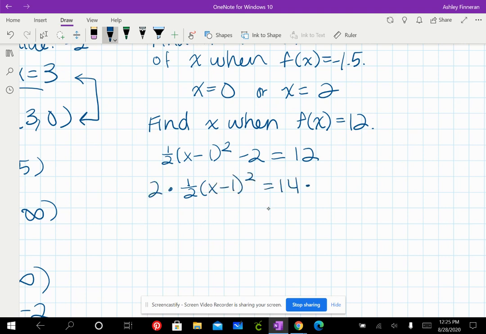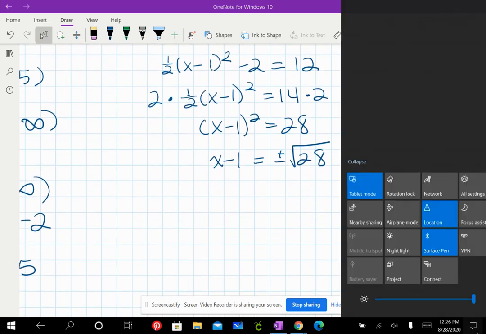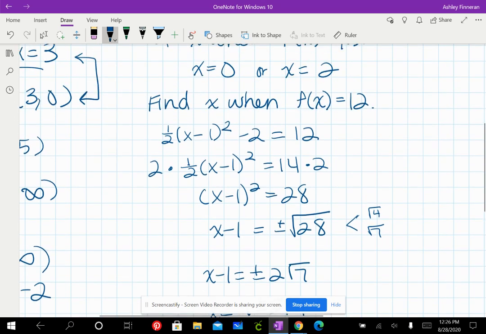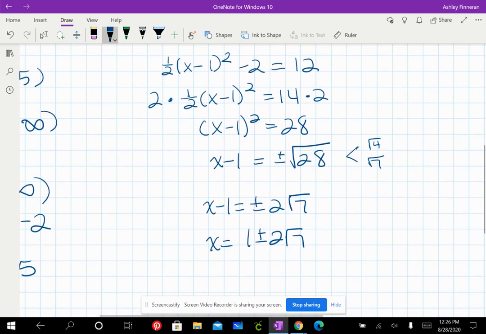And then I'm going to multiply both sides by 2 to eliminate the fraction. Take the square root. Simplify this radical. If I'm looking for a perfect square that goes into 28, 4 comes to mind. So then x minus 1 equals plus or minus 2 radical 7, and then add 1. So the values of x when f of x is equal to 12 are 1 plus or minus 2 radical 7.